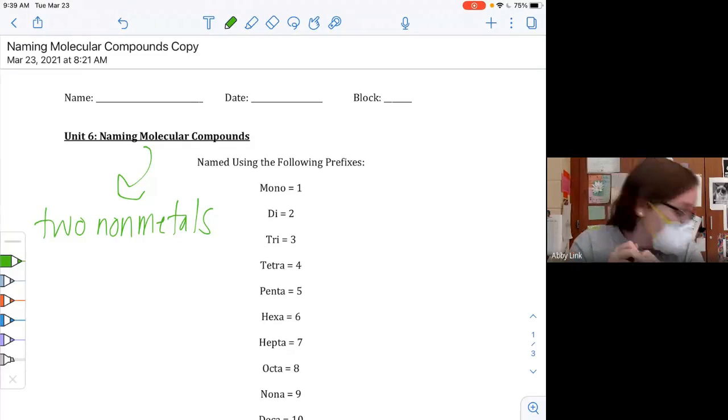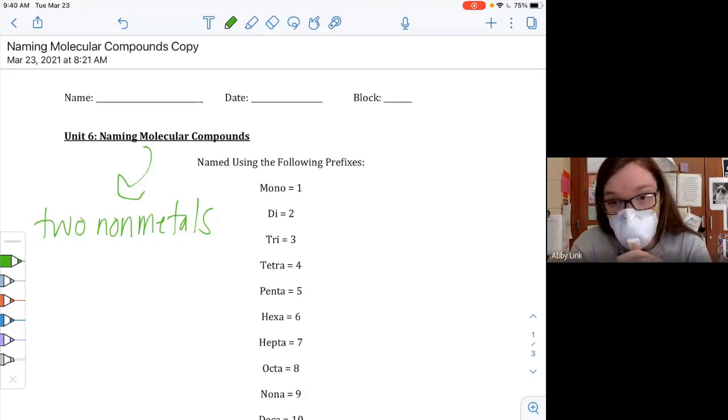If I'm looking at those nonmetals, something you might notice is that we don't have a whole lot of them. The majority of your periodic table are metals. So when we're talking about molecular compounds only consisting of nonmetals, we actually don't have that many combinations of molecular compounds that we can make.